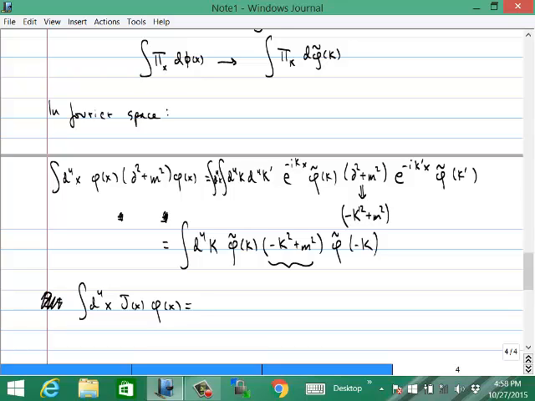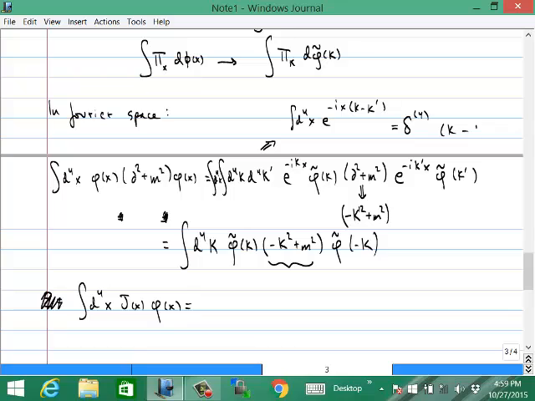Why is k prime equal to minus k? Ah, good. So when I do this integral, I have an integral d4x with an e to the minus ix times k minus k prime. And what is that? That is a delta function that sets k equal to minus k prime. Okay, sorry, with the plus there. So that delta function I can then use to do the k prime integral, and that sets k prime equal to minus k. Good question. Any other questions?